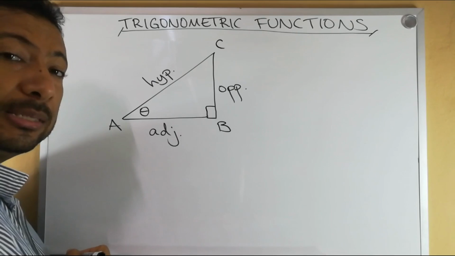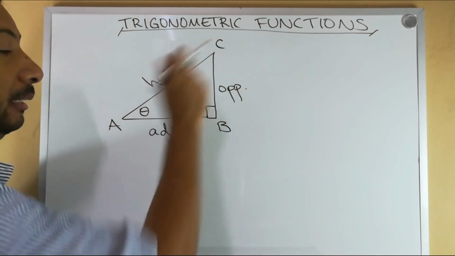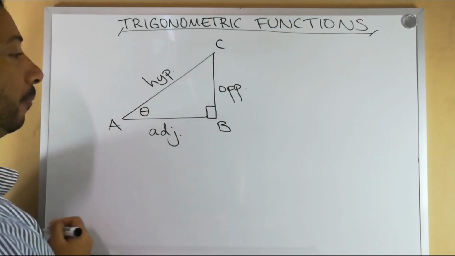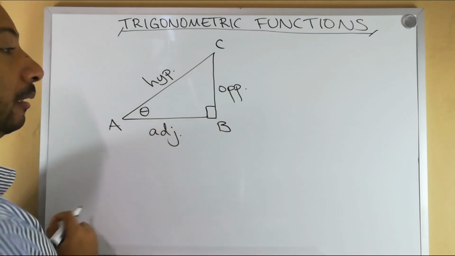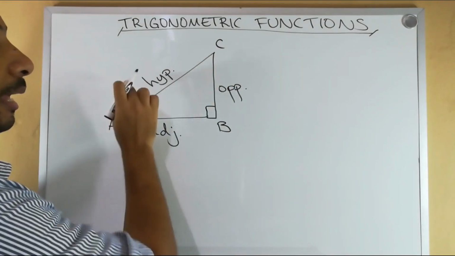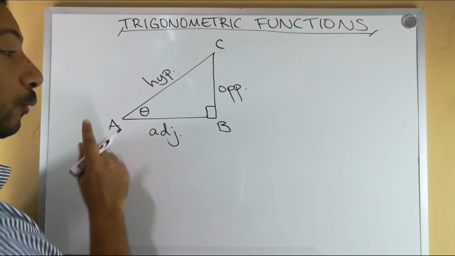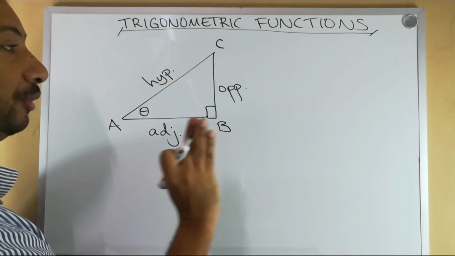Okay, so let's say we have a right angled triangle with vertices labeled A, B, and C. And this is our angle theta. Relative to theta, the side AB is our adjacent side, the side BC is the opposite, and the side AC is the hypotenuse. So based on this triangle, we shall identify the sine, cosine, and tangent ratios.